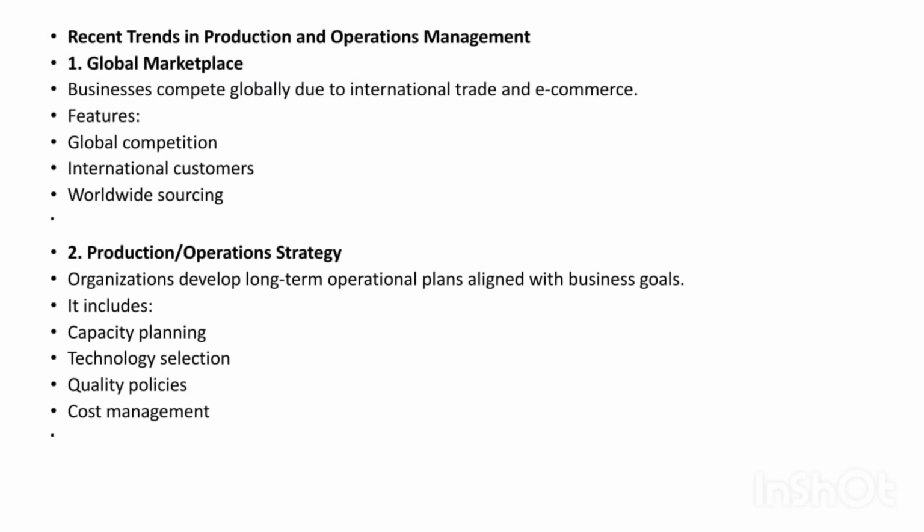The next one is production or operations strategy. Organizations develop long-term operational plans aligned with business goals. This includes capacity planning, technology selection, quality policies, and cost management. So why does this matter? Operations management is not firefighting, it's strategic. And operations management strategy supports corporate strategy also.